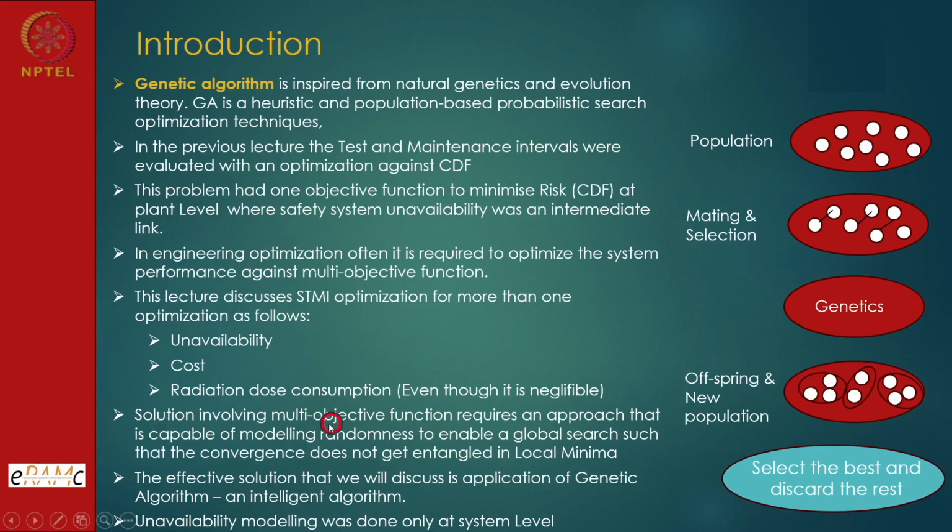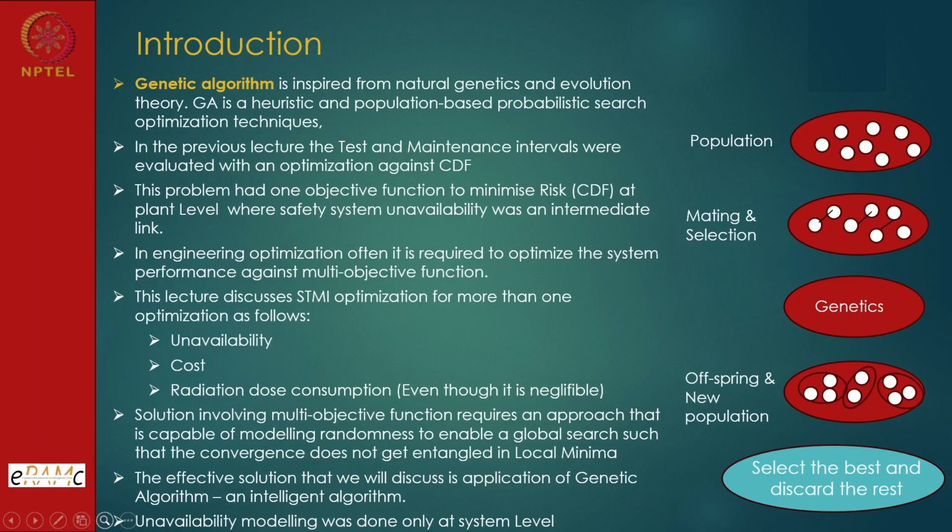Now the solution involving multiple objective functions requires an approach that is capable of modeling randomness, to enable a global search such that the convergence does not get entangled in local minima. When the optimization is complex, where multiple objective functions are there, the minima can occur in many places. Suppose the first minimum occurs and the algorithm gets stuck there and is not able to come out of it, because the objective is the global minimum. It is happening in 3 dimensions. So the optimum minimum is one criterion, but it should be the best solution. If we look at the minima level, one minimum may not agree with another minimum, but there should be an optimum solution, and that is where the genetic algorithm works very effectively.